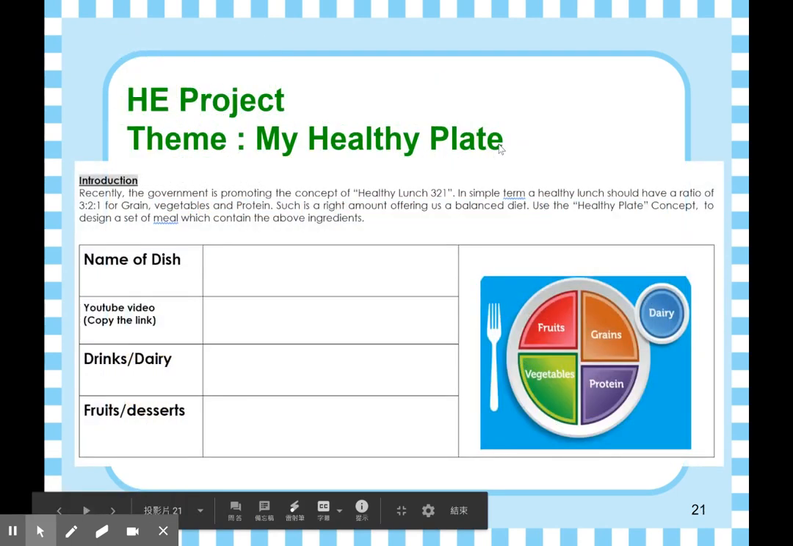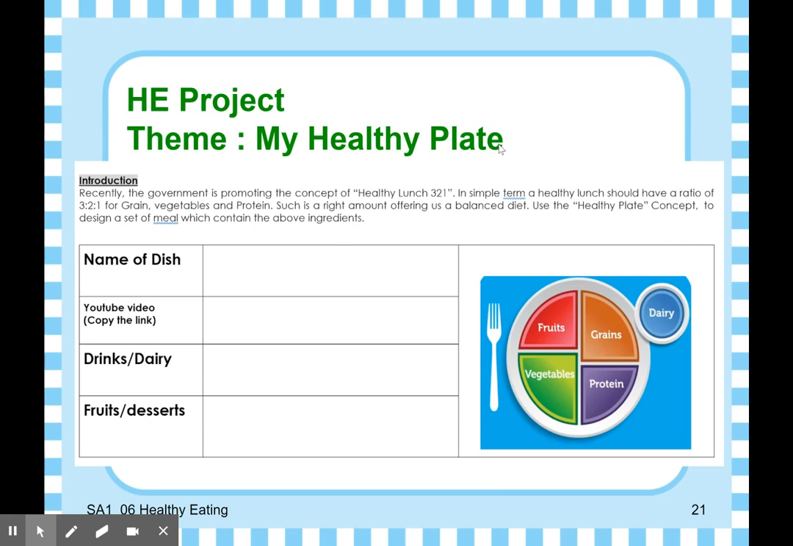Okay, so here is the template of the project which will be shown on Google Classroom. Okay, let me read the introduction first. All right, recently the government is promoting the concept of healthy lunch 3-to-1. In simple terms, a healthy lunch should have a ratio of 3-to-1 for grain, vegetables, and protein. Such a right amount offers us a balanced diet. Use the healthy plate concept to design a set of meals which contain the above ingredients.